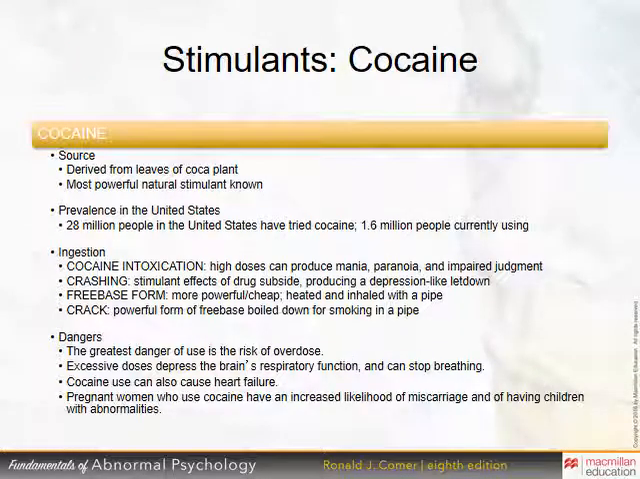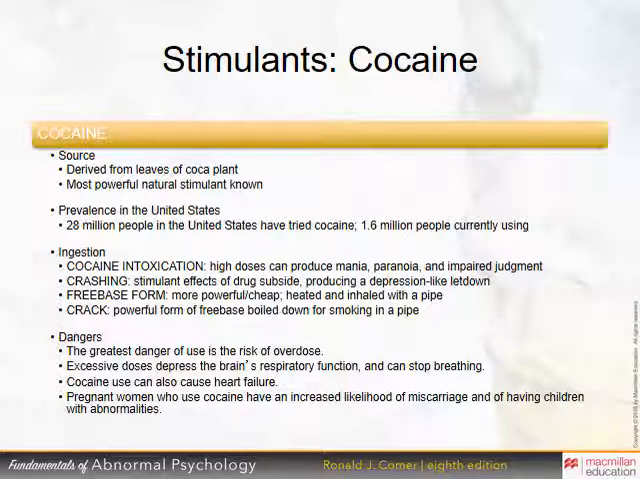So we'll look at cocaine first. Cocaine is derived from leaves of the coca plant, and it's the most powerful natural stimulant known. Within the US, about 28 million people have tried cocaine, and 1.6 million people are currently using it based on most recent estimates. Cocaine intoxication occurs with high doses, and high doses can produce mania, paranoia, and impaired judgment. Crashing refers to the stimulant effects of the drug subsiding, producing a depression-like letdown.